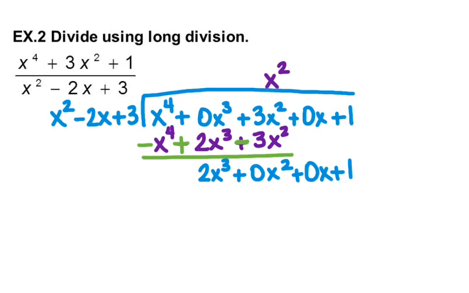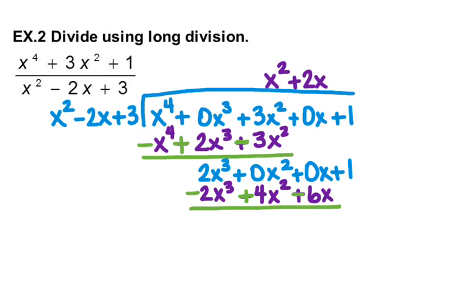Okay, so again, we're going to compare x squared and 2x cubed. I need to know x squared times what equals 2x cubed. Well, that's going to be 2x. So I'm going to multiply 2x times everything. So that will be 2x cubed. 2x times negative 2x will be negative 4x squared. 2x times 3 will be 6x. We're going to draw the line and change all the signs.